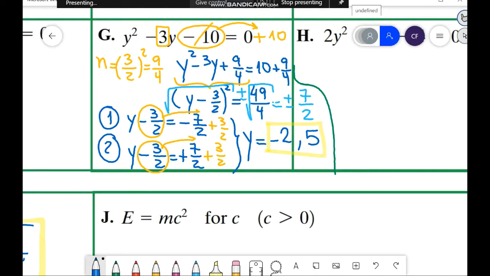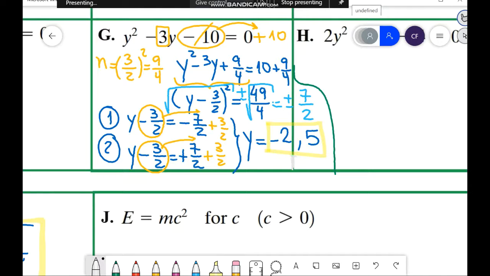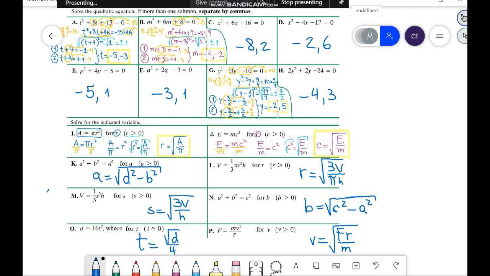Again, if you are not sure if you got the right answer, because there were so many fractions, so many steps, and also so many chances of making a mistake, right? Now we have all the answers. You can check, you can make sure you got the right answers.